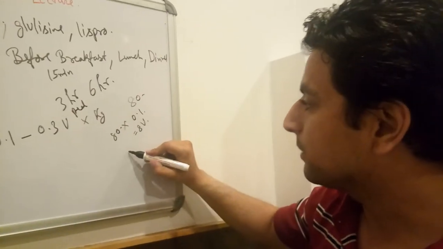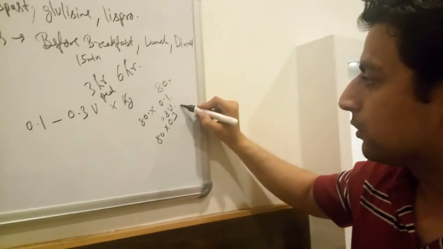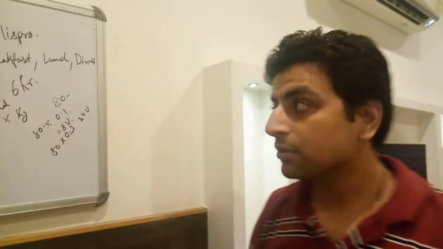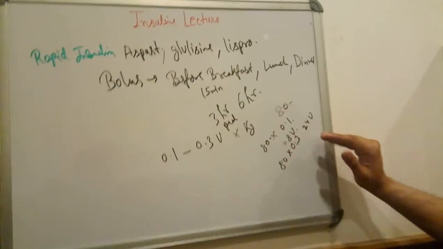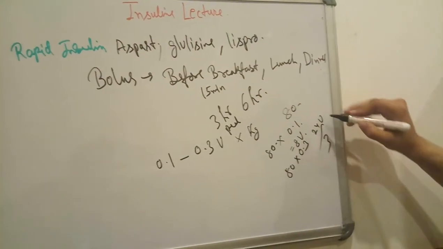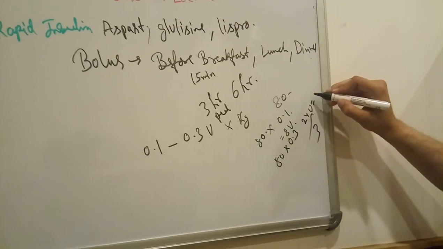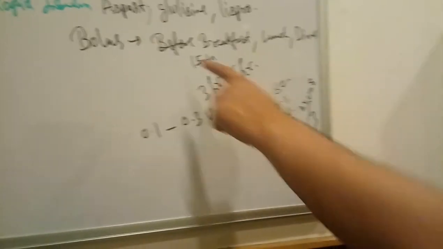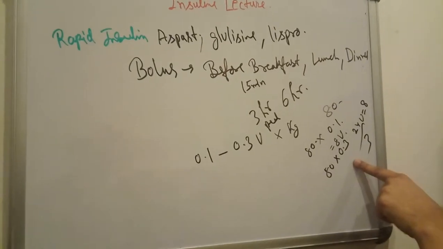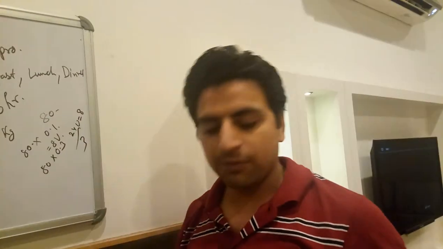Or if we multiply by 0.3, 80 into 0.3, it is 24. So 24 units we can give in a day. My dear friends, we have to divide this among all three doses. 24 divided by 3 equals 8. So 8 units before breakfast, 8 units before lunch, 8 units before dinner, if we use 0.3. And if by the other calculation we have to adjust 3 units, then 2 units before dinner.